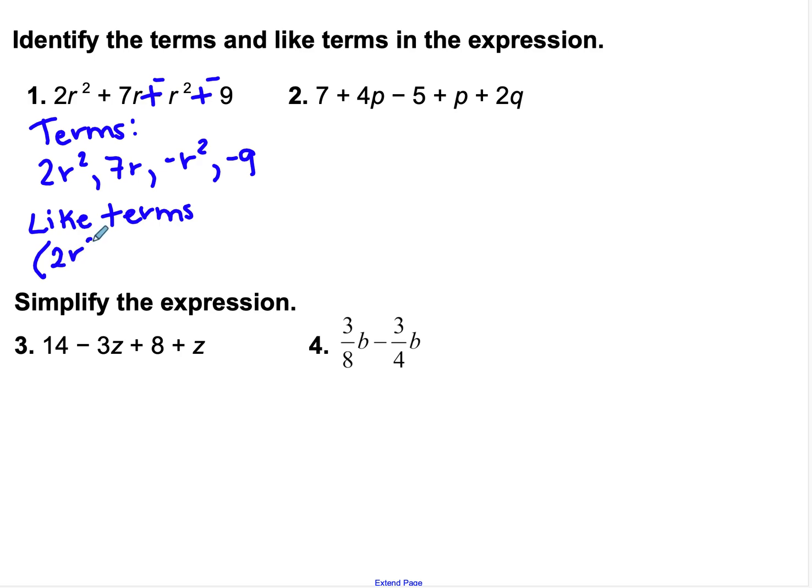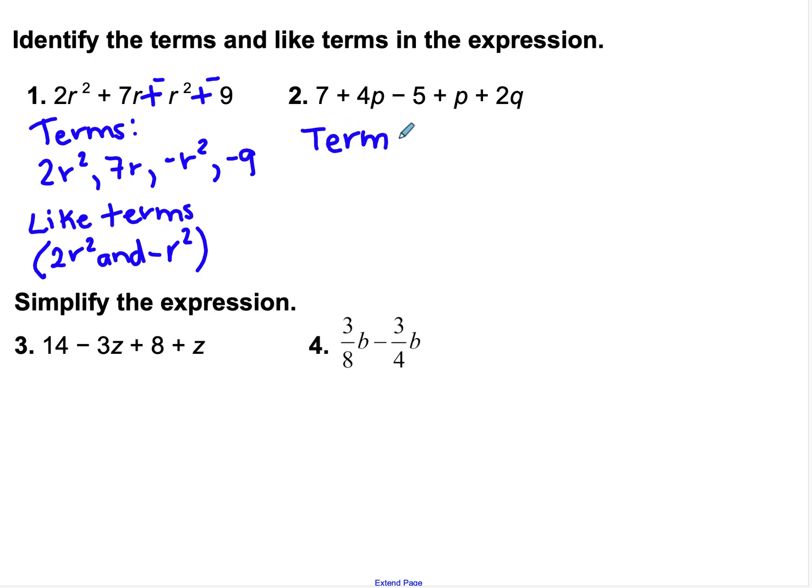2r squared and 7r. Oops, nope, not 7r. Erase that. Okay, let's try that again. 2r squared and negative r squared. And you know what? I was putting parentheses thinking I was going to have more than one set here. But I really only have that one set because I have the 7r and I have the negative 9. So that's it. All right, let's try 2.